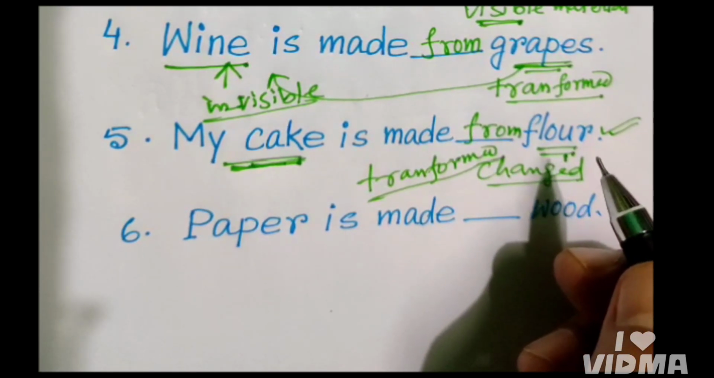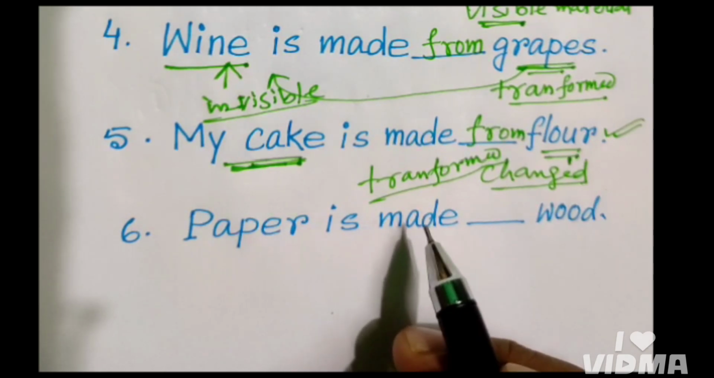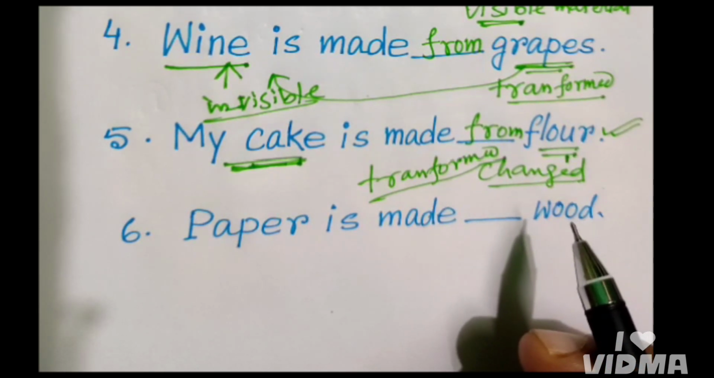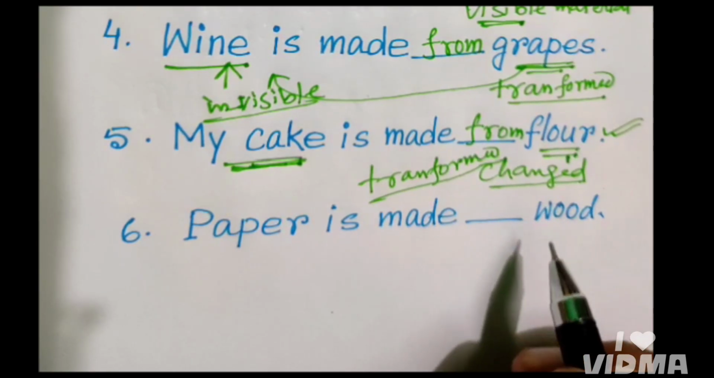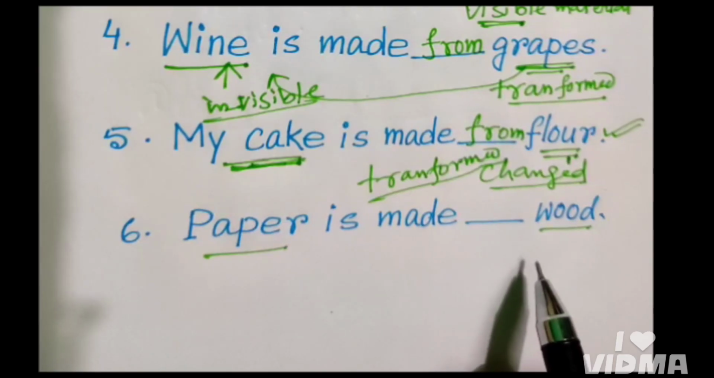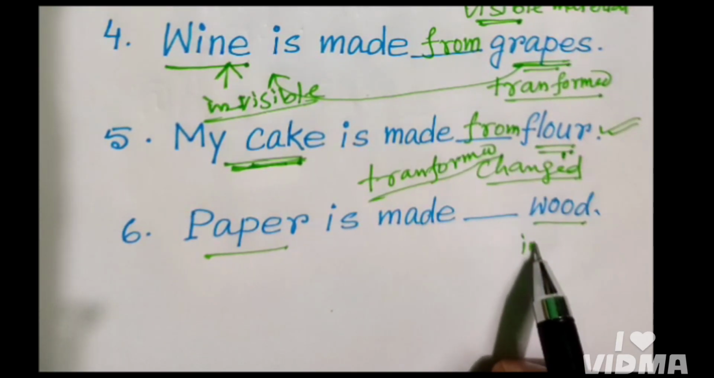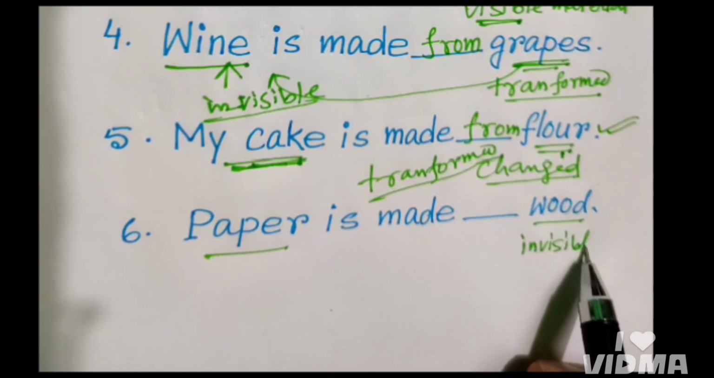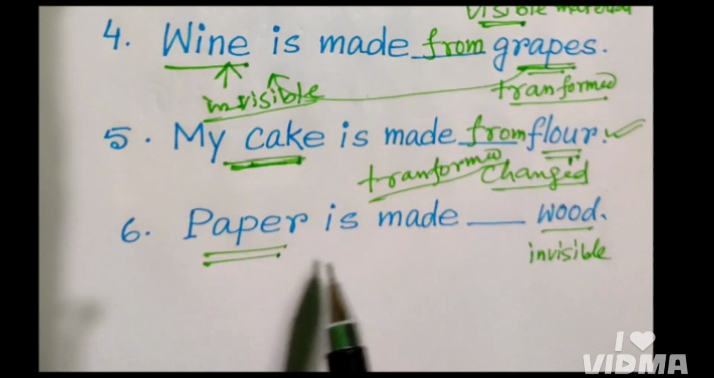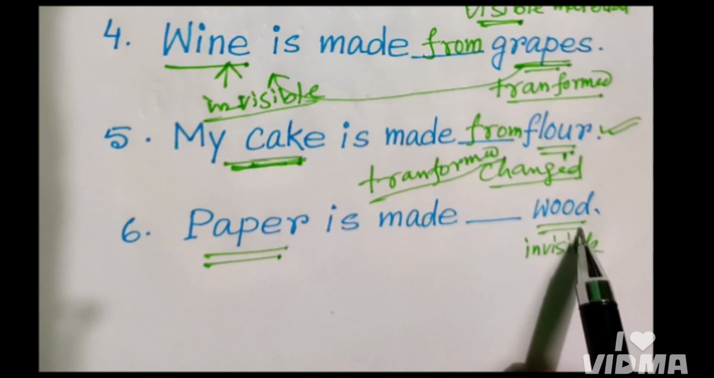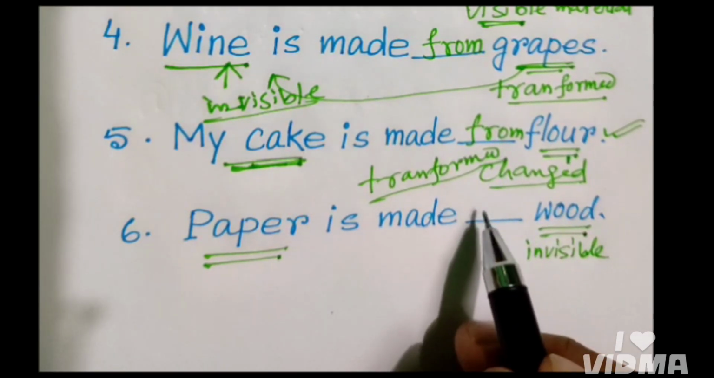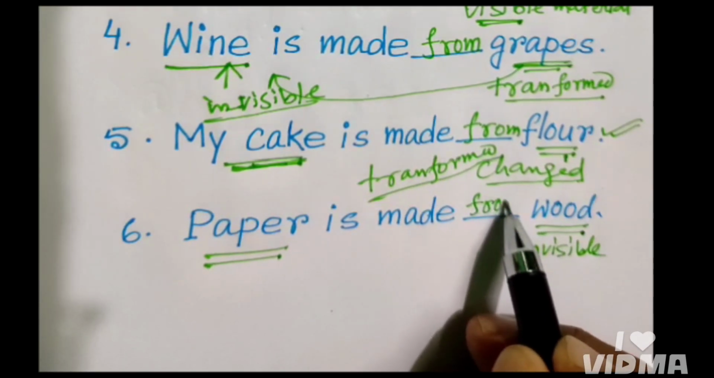Okay. Next one, paper. Paper is made blank wood. Wood is processed into paper and it's not recognizable. Wood becomes paper. Wood is invisible in the finished product, paper. Here you cannot see wood. So here use from.